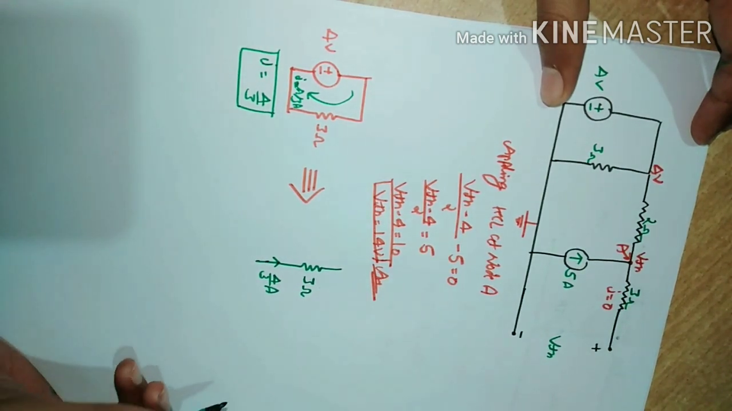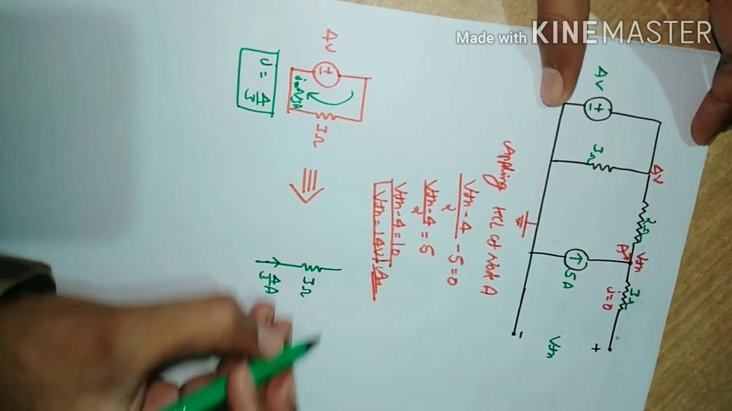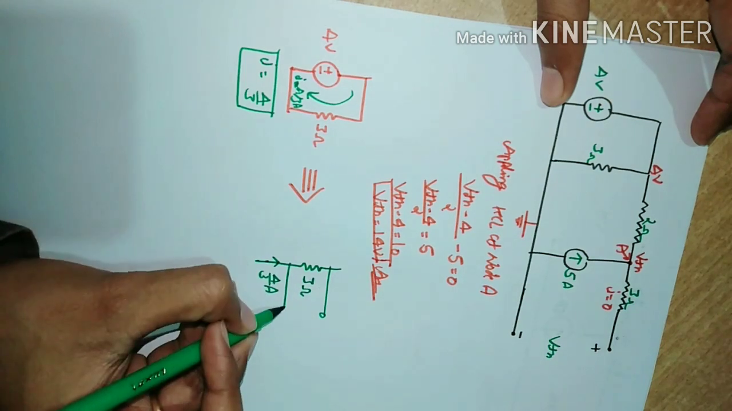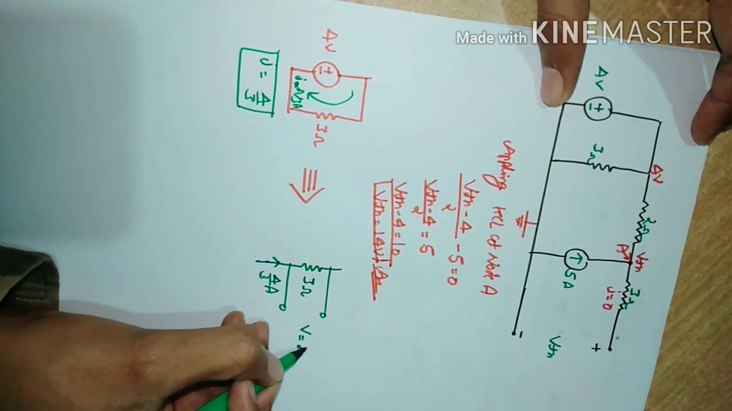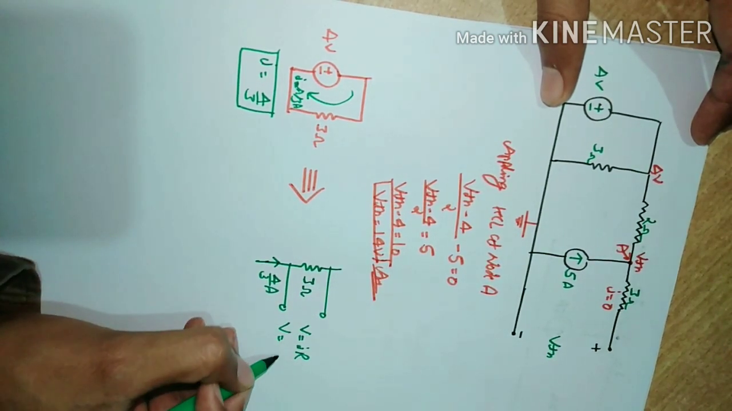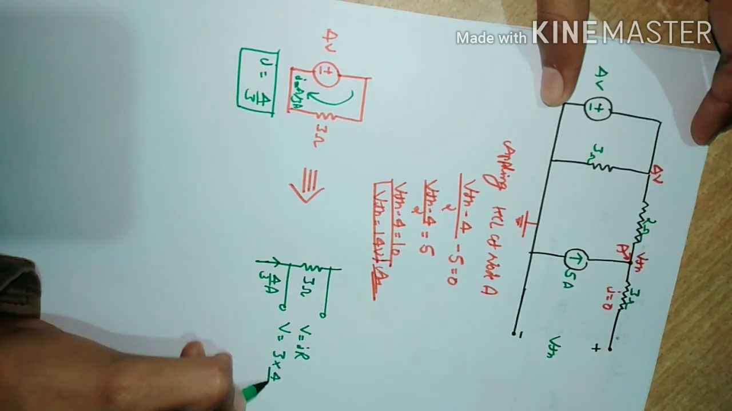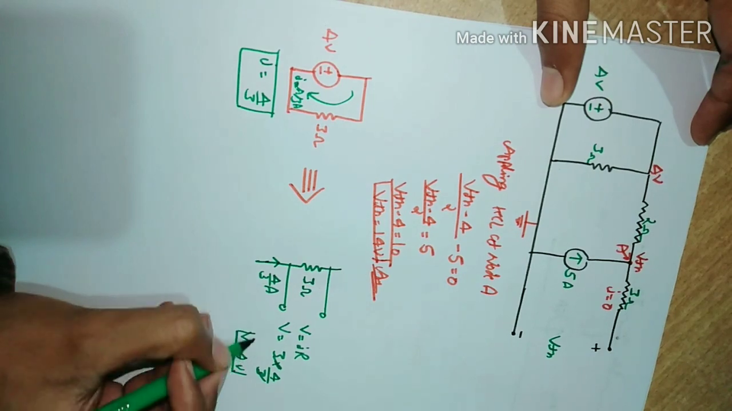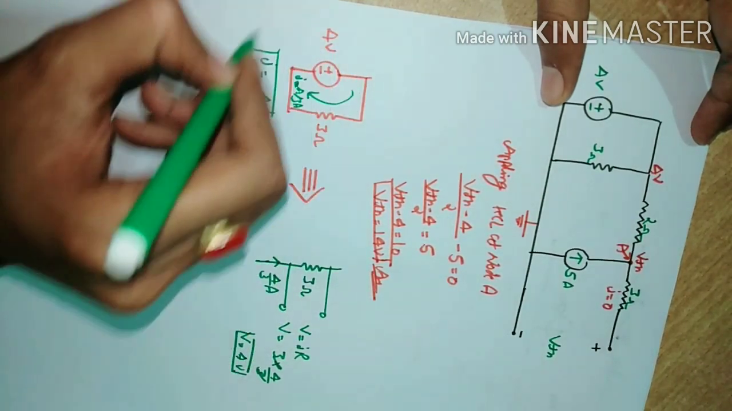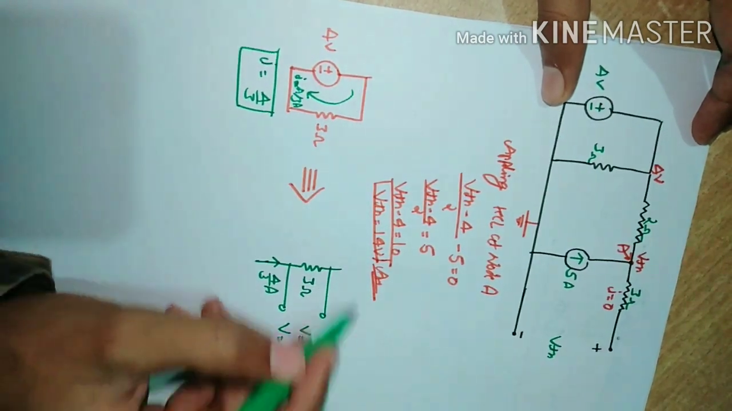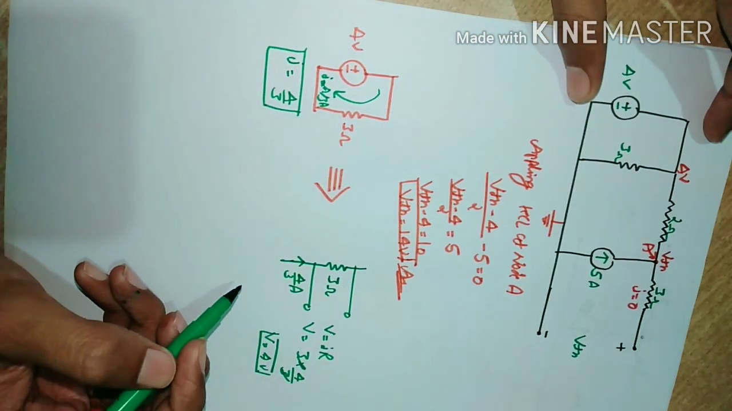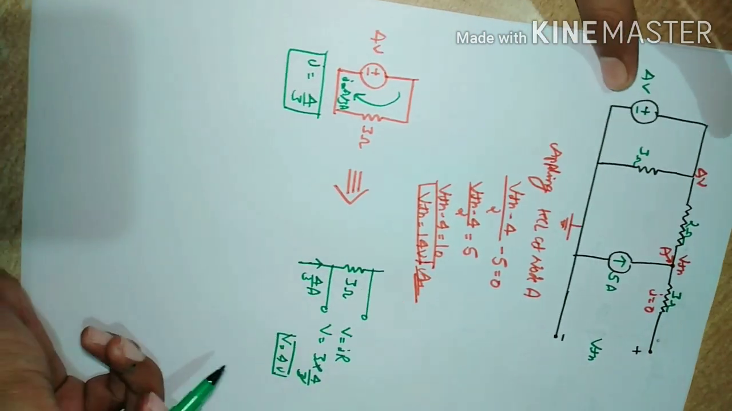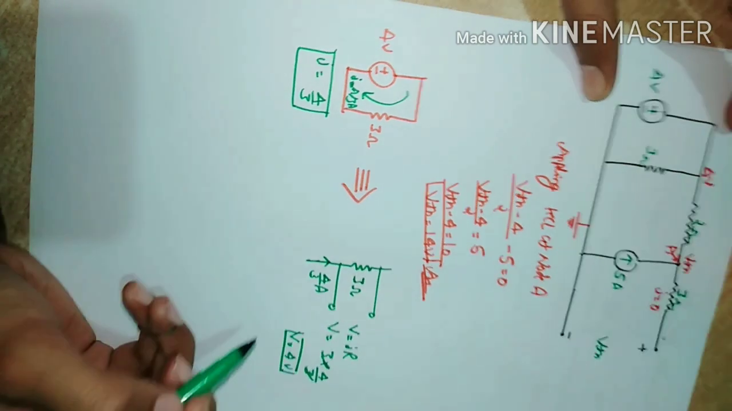Okay, voltage across the 3 ohm is V equal to IR. V equals 3 into 4 by 3, we get 4 volt. So we can convert this 4 volt source into a current source in series with 3 ohm. This is called source transformation.